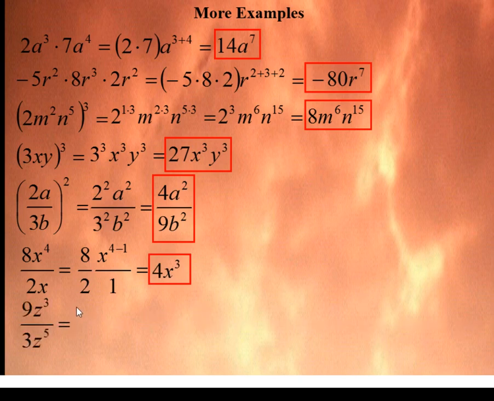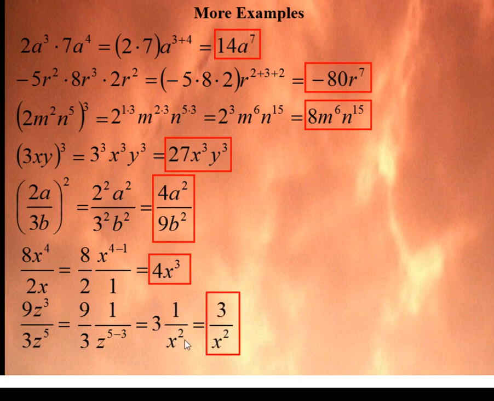Okay, well, what if you have a smaller exponent here than you do in the bottom? Well, that's not a problem. We just do the 9 divided by 3. We're going to have the x, 3 minus 5. So we get 3 over x squared. Now you could write that as 3 over x squared, or 3 times 1 over x squared, or you could even write it as 3 times x to the negative 2. All of those are appropriate ways to write it.